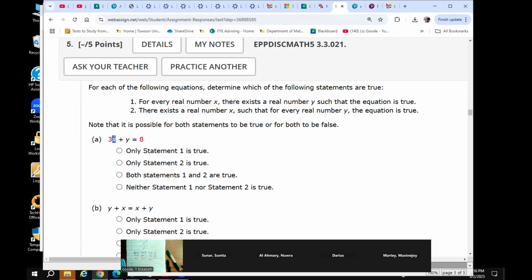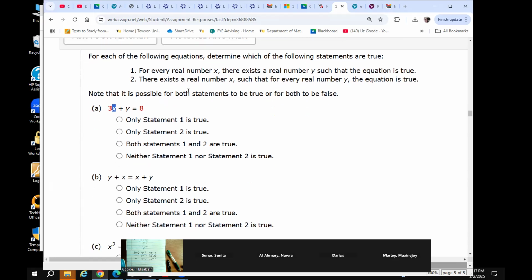Like once we plugged in a value for x, right, then we can figure out what 3 times that is. And that determines y, because y would be 8 minus 3 times that x. It can't work for every y. There's only one y that would work for a given x. See what I mean? Oh, okay. Yeah, okay, I see. That makes sense. Right? There's no way one value of x can generate all of the y's. Each x then is associated with a single y. So only statement 1 is true.